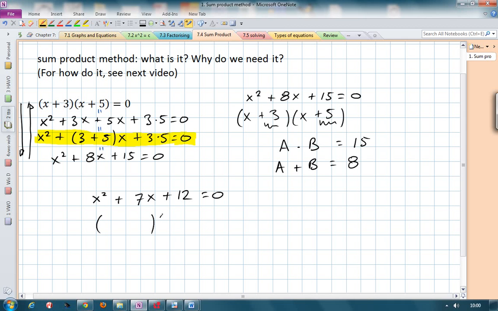I'm going to write my two brackets. I'm going to write x here, x there. And without telling you how I'm doing this, I'm just going to give you the solution. x plus 3 times x plus 4. 3 times 4 is 12, yes. 3x plus 4x is 7x, yes. This is correctly factored. In other words, x equals minus 3 or x equals minus 4. This is the what and why of the sum product method. Next video will explain actually how to do it.